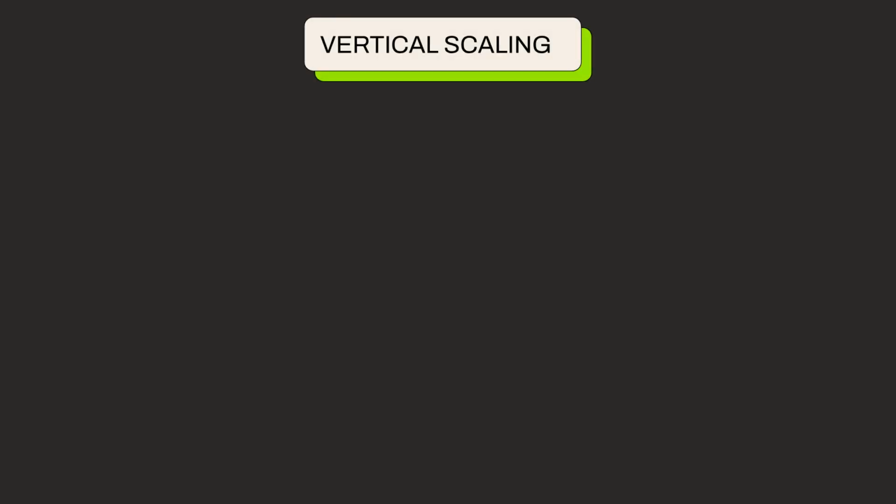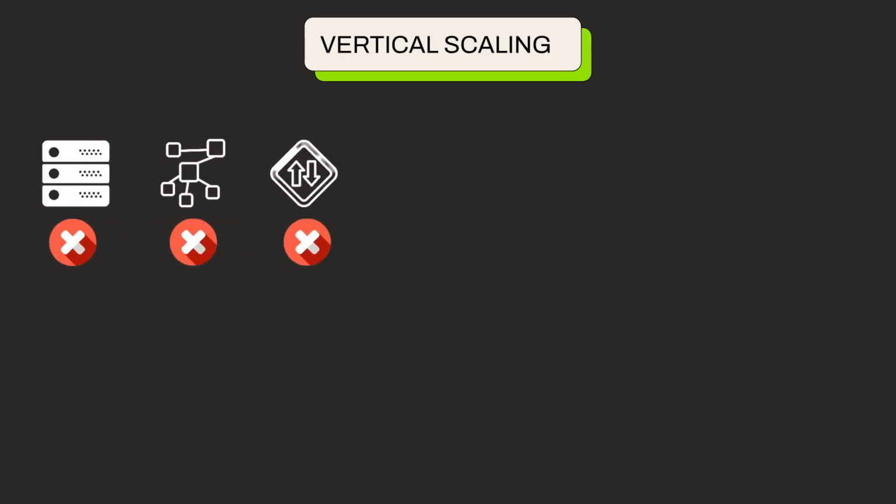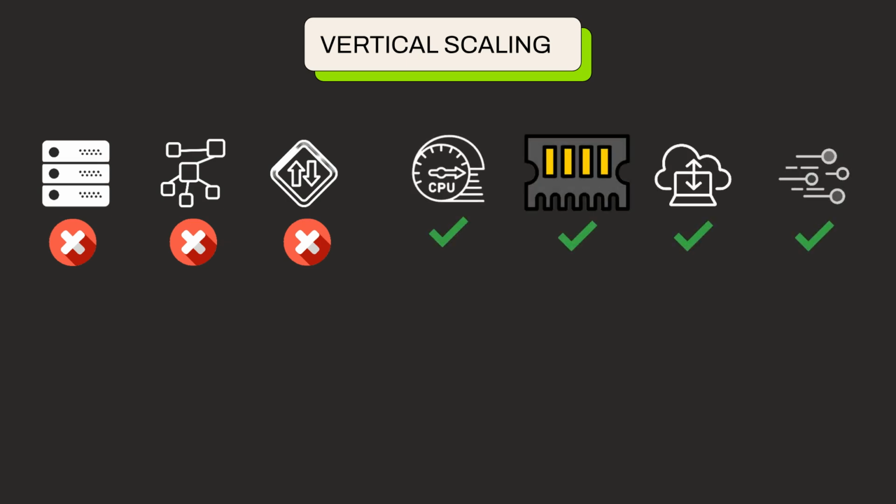Vertical scaling, also known as scaling up, means increasing the capacity of a single server. You do not add new servers. You do not change the architecture. You do not distribute traffic. Instead, you take the same machine and make it more powerful: more CPU, more RAM, faster storage, or higher network bandwidth. The system remains centralized, just stronger.